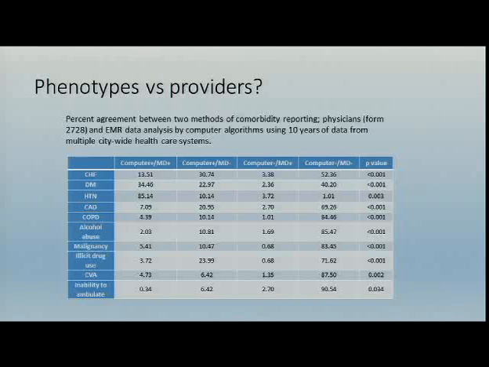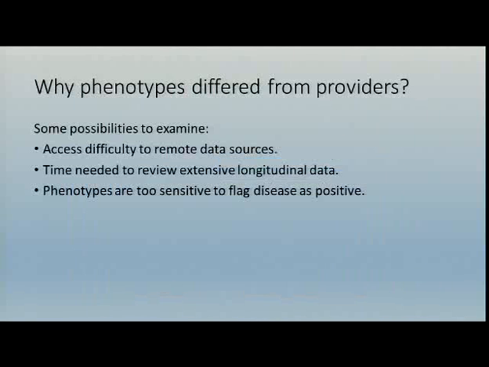So for example, this 30% here for congestive heart failure: the phenotyping said it's positive for 30% of people when the physician said that it's not present. And these are all the 2x2 possibilities. For all these diagnoses, there was a statistically significant difference between the two methodologies. So now we're going to answer some of those questions: which data sources are we using, which data sources are the physicians using, and are they using the same data sources?